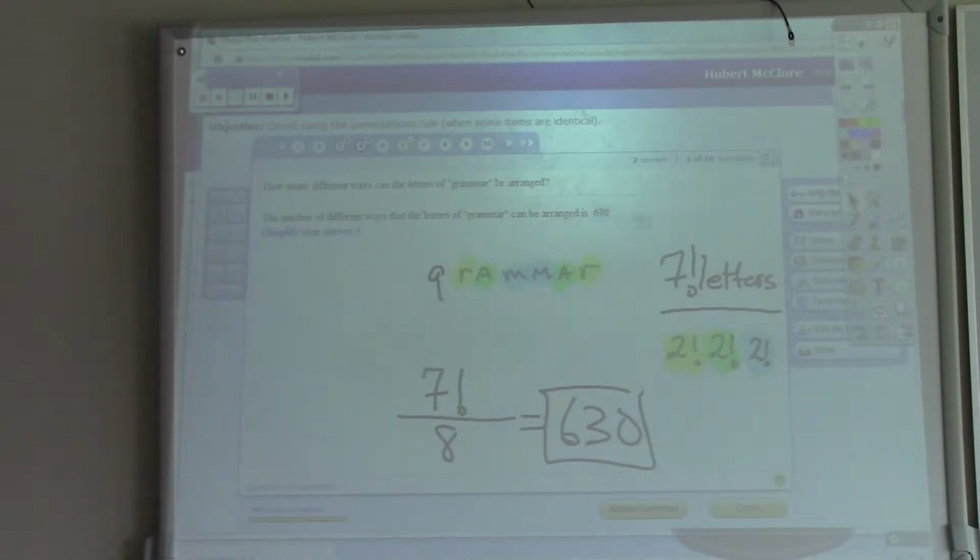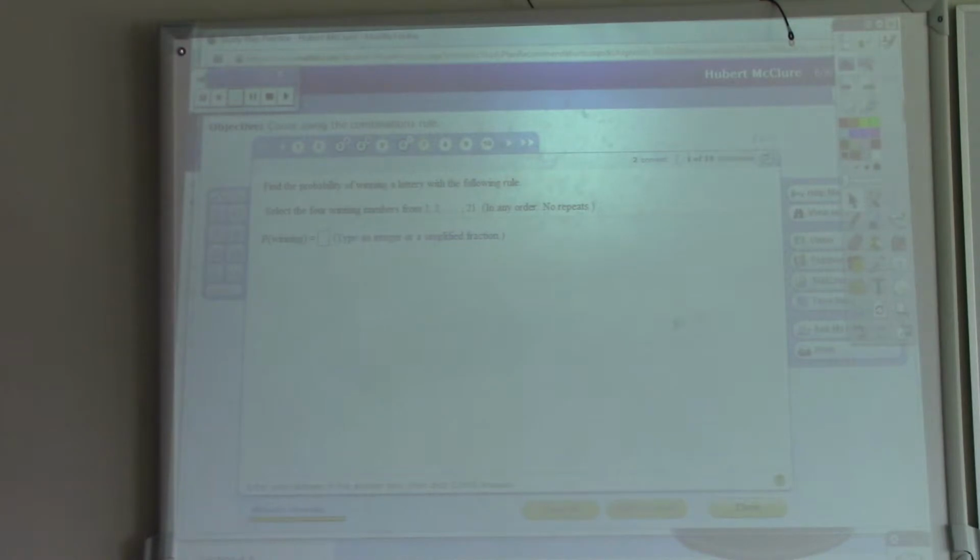Still trying to find one. Usually this is a lottery question. There it is, there's your test question right there. It says, find the probability of winning. And winning means that you bought 1 ticket, unless it's otherwise specified. With the following rules, select the 4 winning numbers from blah, blah, blah, and it says in any order.